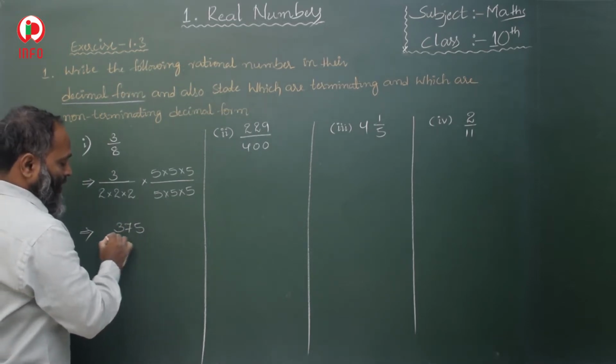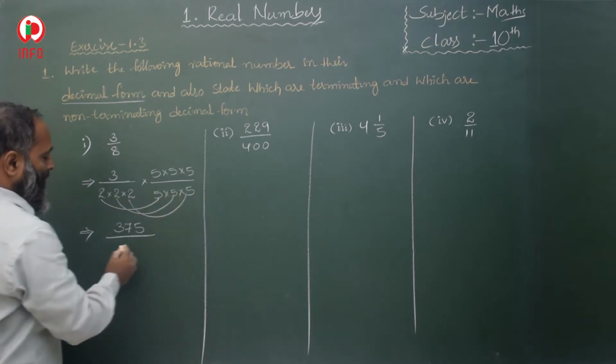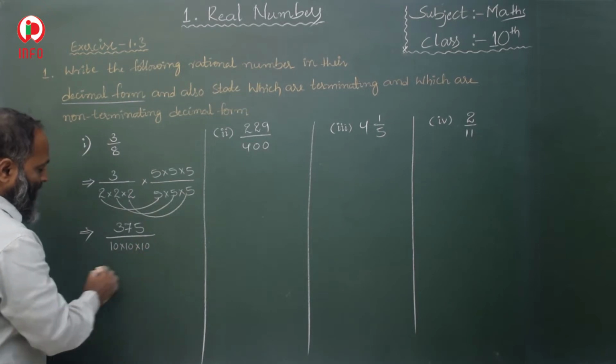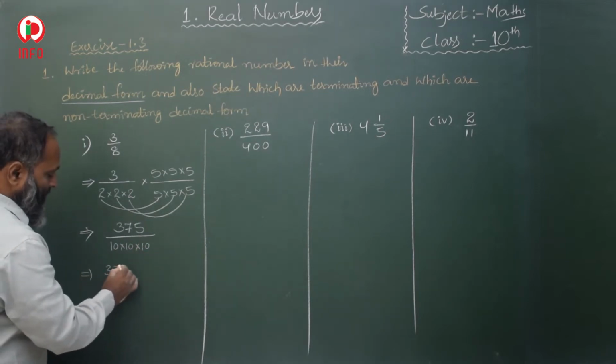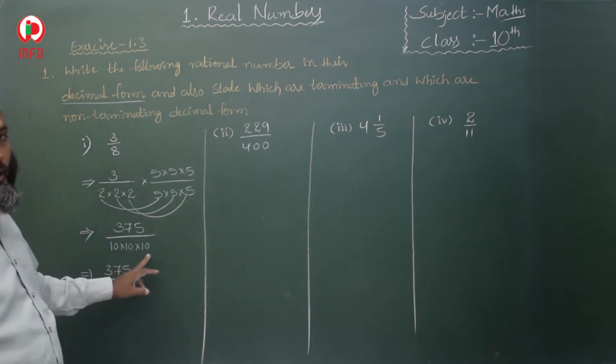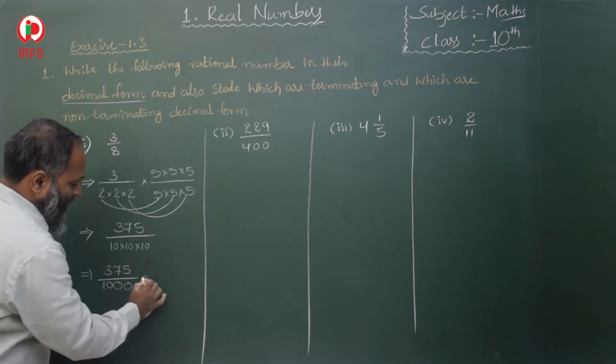and the denominator, 5 2s are 10, 5 2s are 10, 5 2s are 10, means 10 into 10 into 10. 10 tens are 100, 100 tens are 1000. So in the denominator we have 1000.